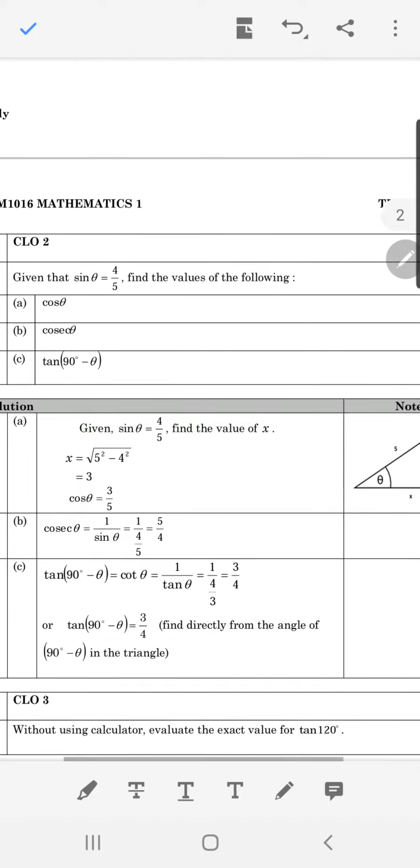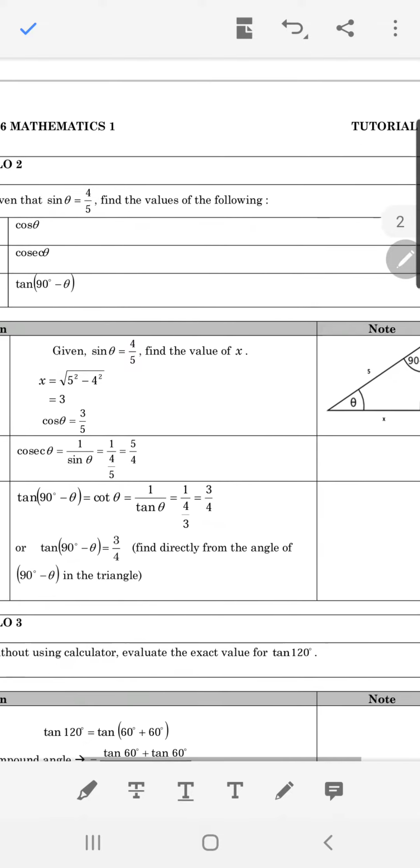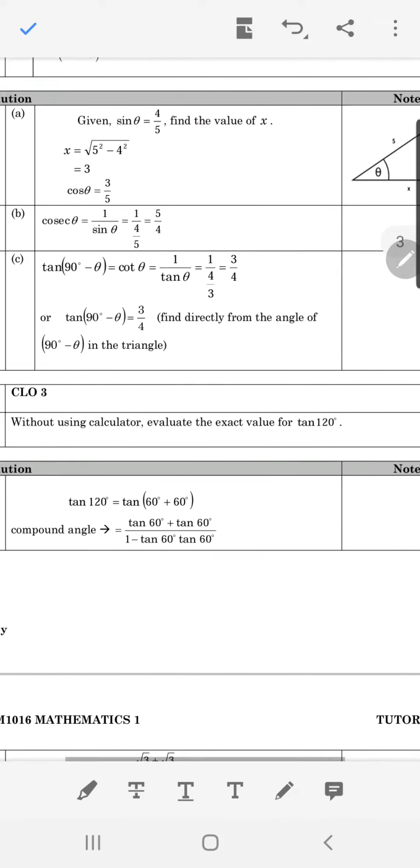Or you can directly get it from this angle. 90 degree minus theta is actually the angle above. So to find tangent, opposite is 3, adjacent is 4. So you can use this way to find it also. So that is question number 3.